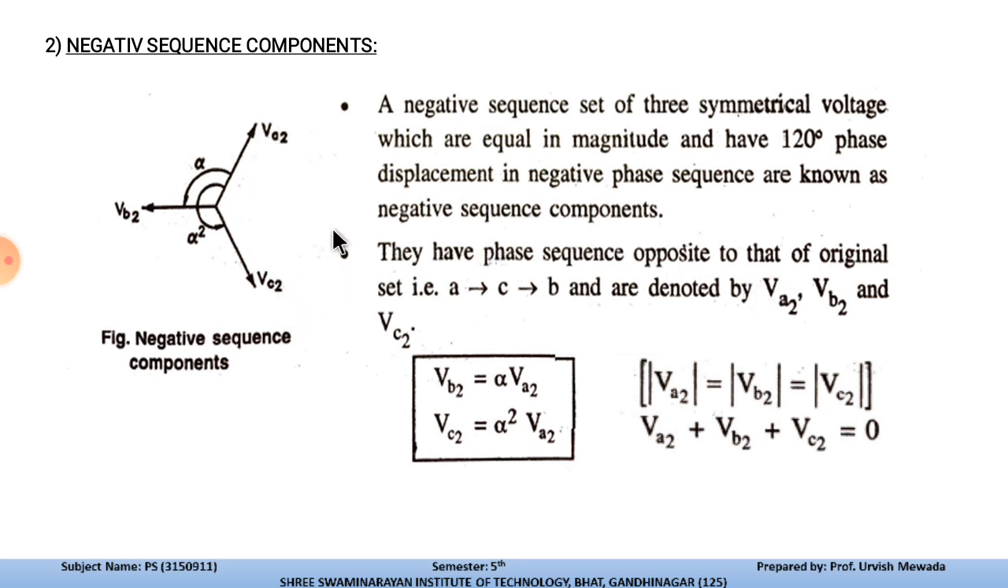So this is called the negative sequence of this unbalanced system, and this is the separation of the phases. You can see that from VC2 to VB2 we have the alpha separation, then VC2 to VA2 we have the alpha square separation. This is the complex operator of the power system. So VB2 is equal to alpha VA2, and VC2 is equal to alpha square VA2. So the magnitudes of VA2, VB2 and VC2 are equal, and that's why VA2 plus VB2 plus VC2 is equal to 0. So this is the negative sequence component of the unbalanced system.